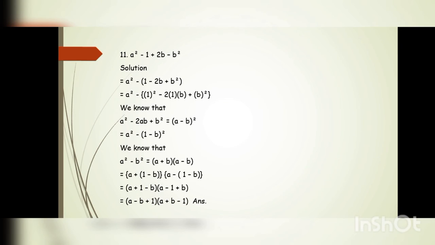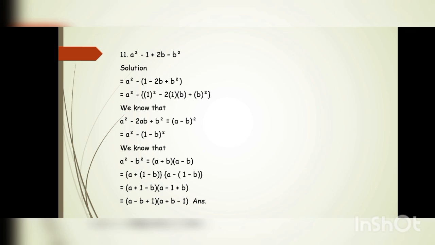Now question number 11 is a² − 1 + 2b − b². We have observed that we can take minus as common in the last three terms, and then we can apply the formula on that. So we have written a² as it is and have taken minus 1 as common, and the remaining terms are in this bracket, which are 1 − 2b + b². In this bracket we observe that we can apply a formula.